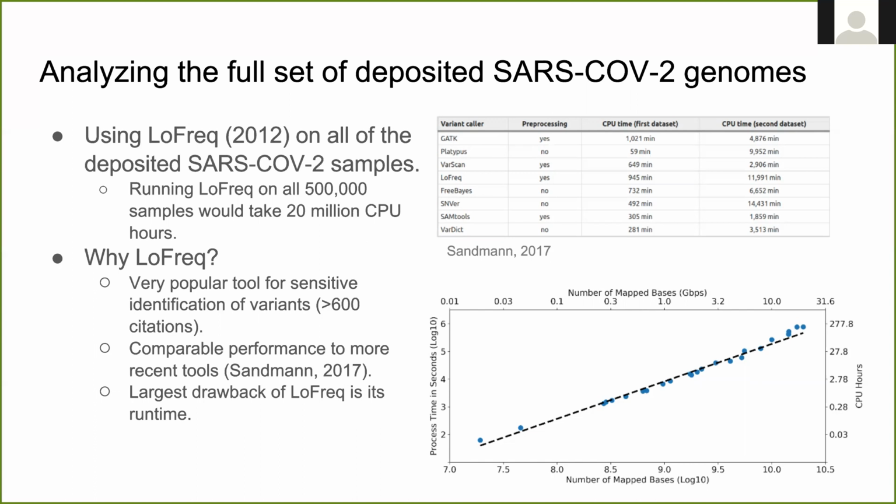One issue with low-freq, though, is its runtime. We see on the top right actually a figure showing the table of low-freq's runtime compared to other tools, and we notice that it is significantly longer than some of the other tools here. And in fact, running low-freq on all 500,000 of the data sets in NCBI would take over 20 million CPU hours. And so that was one of the reasons we want to speed it up, because any fraction of time we can save on 20 million CPU hours would save a significant amount of resources.